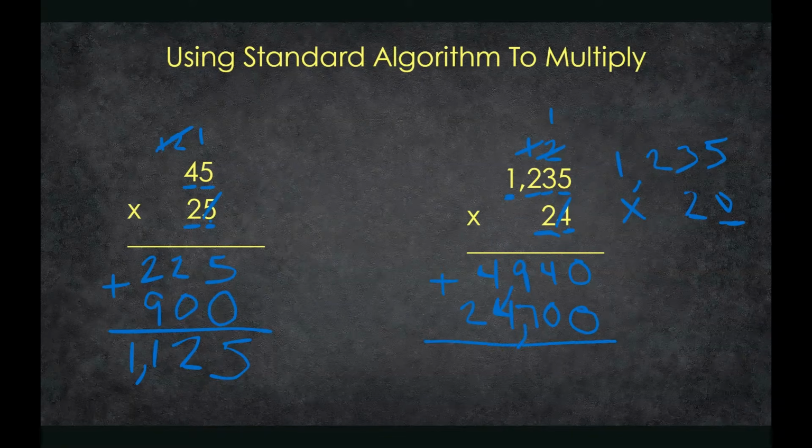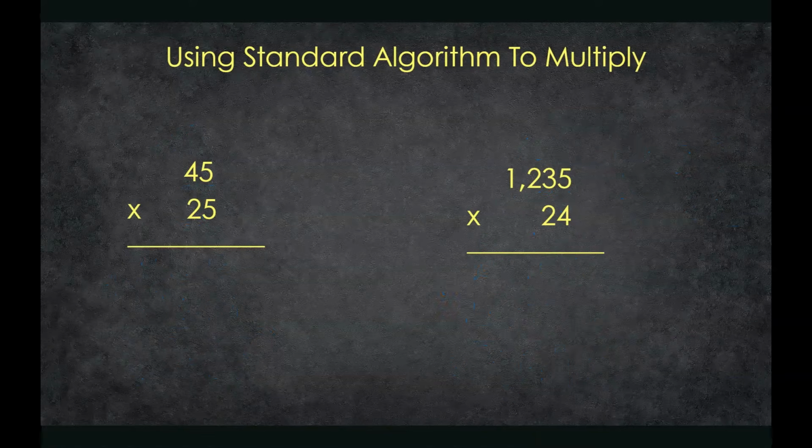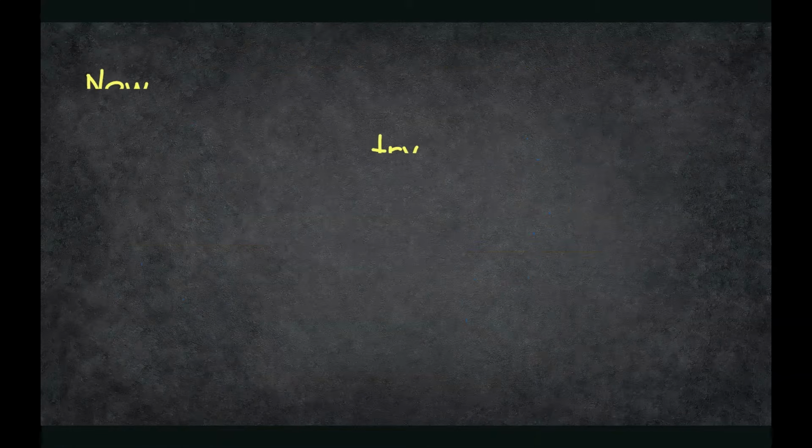Last step, I'm going to add those together. 0, 4, 9 plus 7 is 16. 4 plus 4 is 8, plus 1 is 9. Whoops. Make a little better 9 than that. And then we're going to drop down the 2. So we have a product of 29,640.